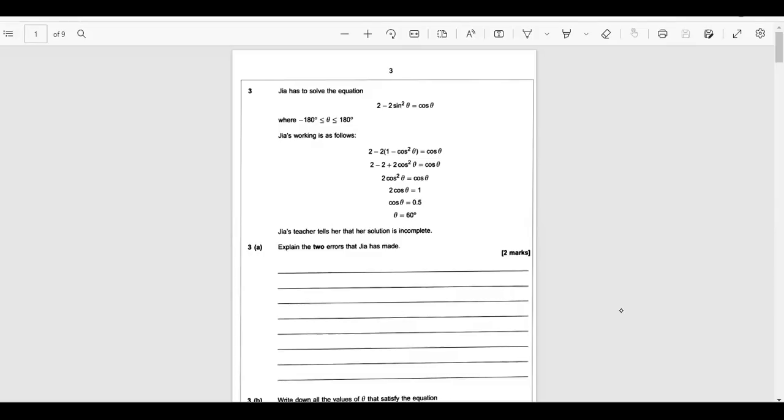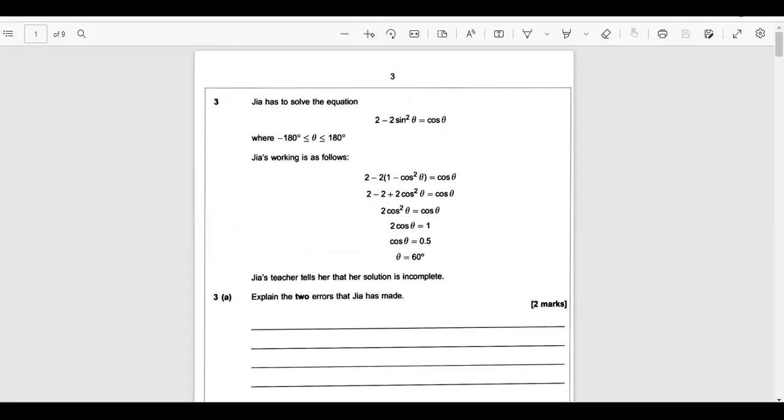And I'm going to share the screen. Yes, so I've shared my screen and I assume that it is visible. Okay, so here's the first question. Let's just understand the question first.